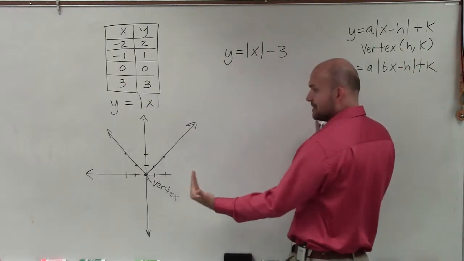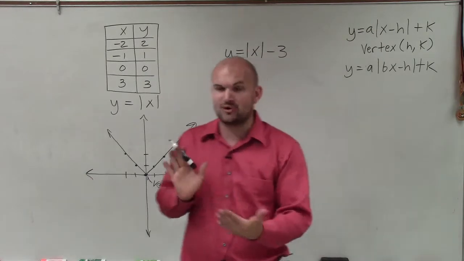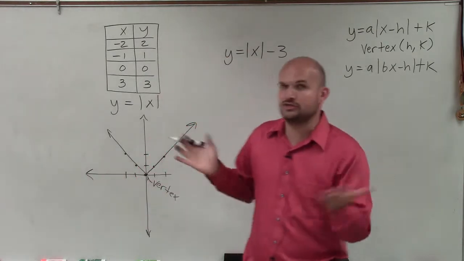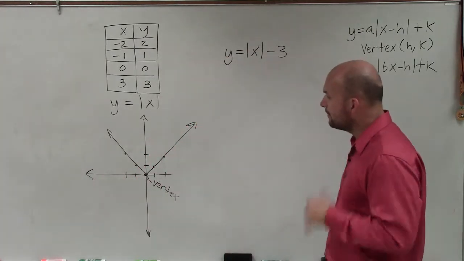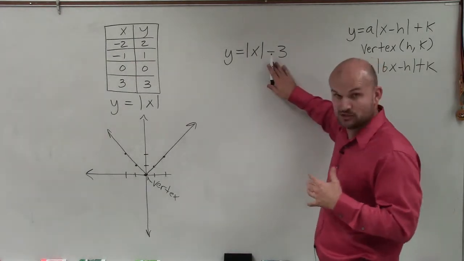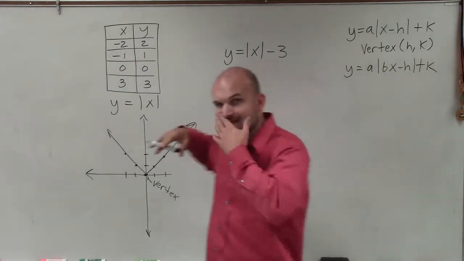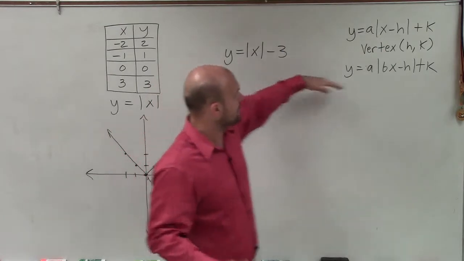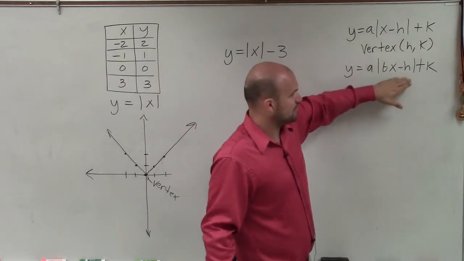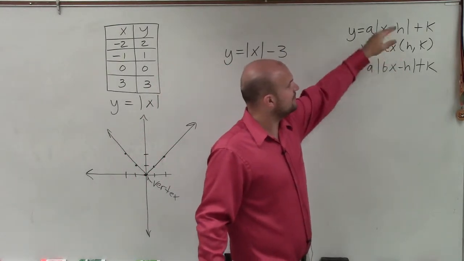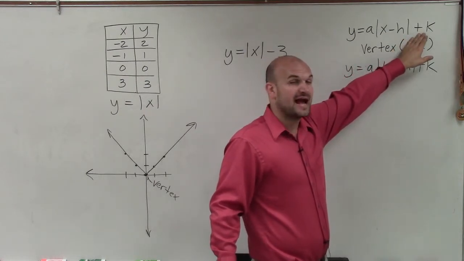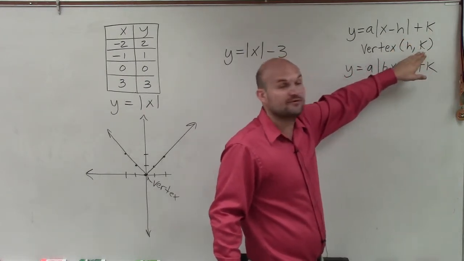So the shape of my graph is not going to be horizontally compressed or stretched or vertically stretched or compressed. But I do have a transformation, which is minus 3. So I need to remember, what is that negative 3 going to do? Well, remember, anything that you're adding or subtracting outside your function is going to affect your vertex.